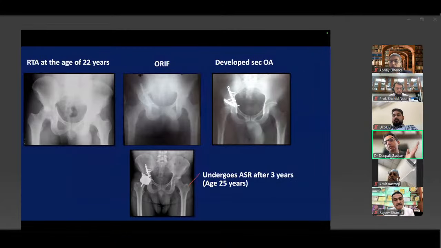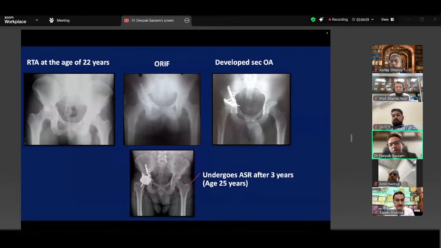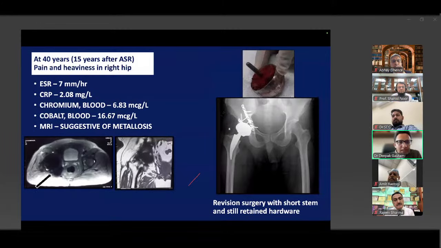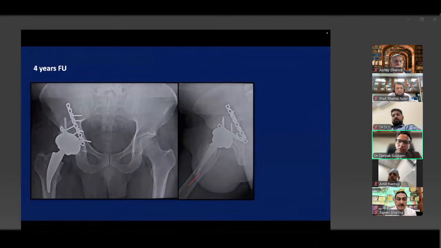Another patient sustained a road traffic accident and an acetabular fracture at the age of 22 years, had open reduction and internal fixation done elsewhere, developed secondary arthritis, and underwent ASR at the age of 25 years. After 3 years, he underwent total hip arthroplasty with ASR. And at the age of 40 years, 15 years after the surgery, there were some issues in his right hip, pain, and a rise in blood metal levels, which was still revised with the help of the short stem, with both the femoral and the acetabular components being revised, and that is 4 years down the line.